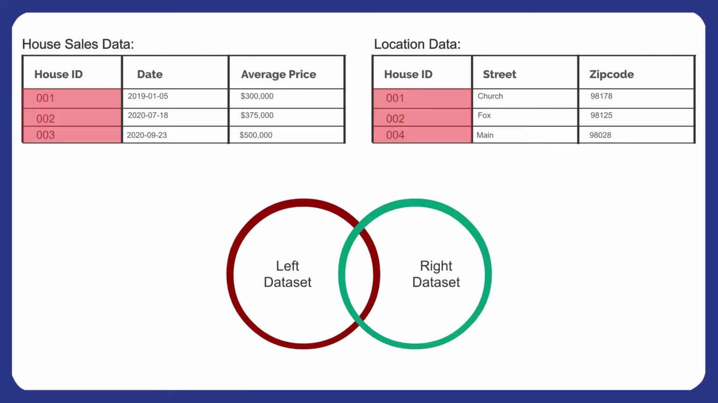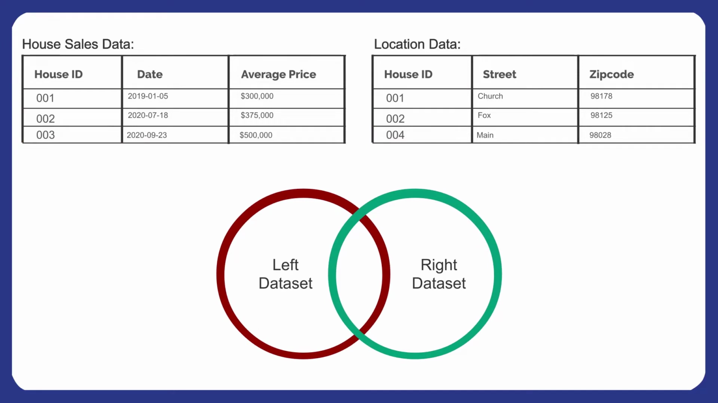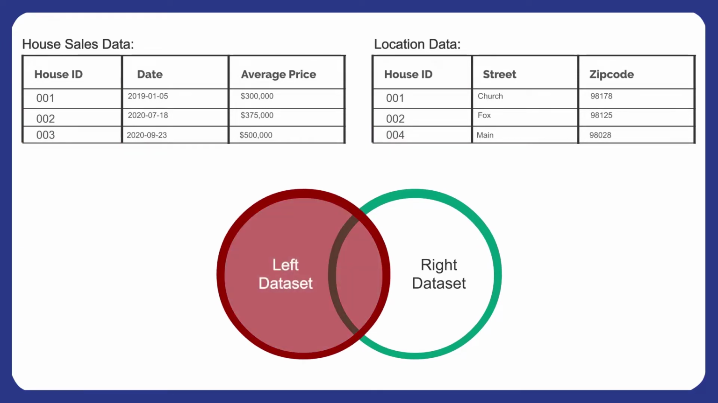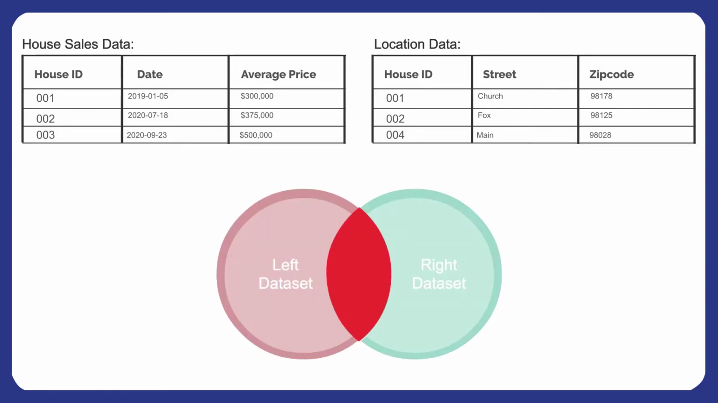The type of join you use can be represented using a Venn diagram. The left circle represents the left table, and the right circle represents the right table. The solid portion of the circle represents the output, that is the result of the join. The small area where the 2 circles overlap represents data that has been matched using the key columns.